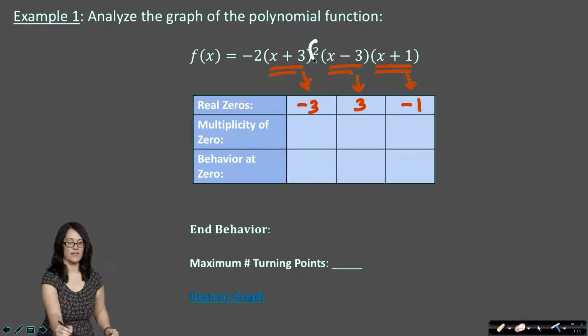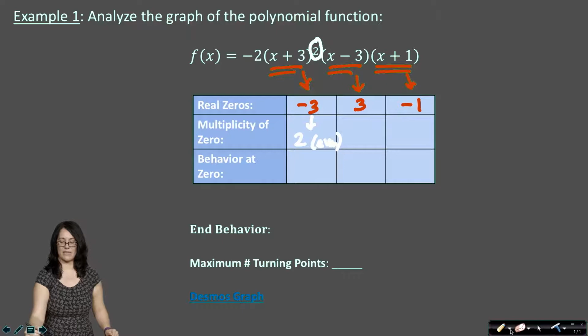So I noticed that I have 2 copies of the first factor. So the multiplicity of that 0, -3 is 2, which is even. So what does that mean if I have an even multiplicity? Good, it touches and turns around there.